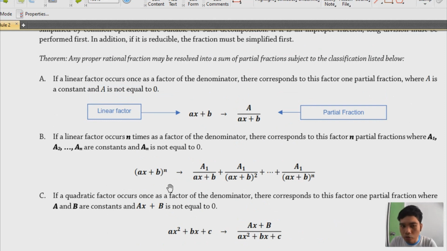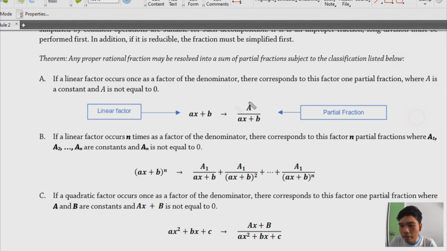So yung una natin, if a linear factor occurs once as a factor of the denominator, in short, meron lang tayong isang linear factor sa denominator, there corresponds to this factor one partial fraction A over ax plus b, where A is a constant and A is not equal to 0. So kapag meron kayong linear factor, ibig sabihin nitong ax plus b, this is the linear factor at the denominator. So in short, nag-a-appear to sa ating denominator, itong ax plus b na to.